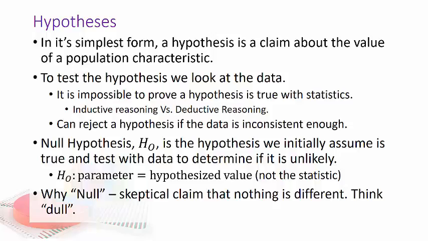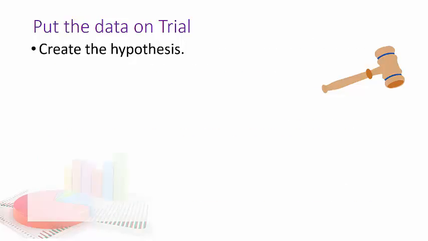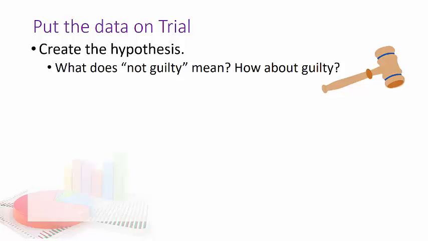Not much has changed. So the next thing we're going to do is put the data on trial. So we're going to create the hypothesis. And like in a trial, you always start with the assumption of not guilty. So what does not guilty mean? In this case, it usually means that everything's kind of like everything else. And we start with the null hypothesis. What does guilty mean? It means we actually have enough evidence that things aren't like normal, and the null hypothesis doesn't hold anymore. So we have to create an alternate. And I'll talk about that in a little bit.